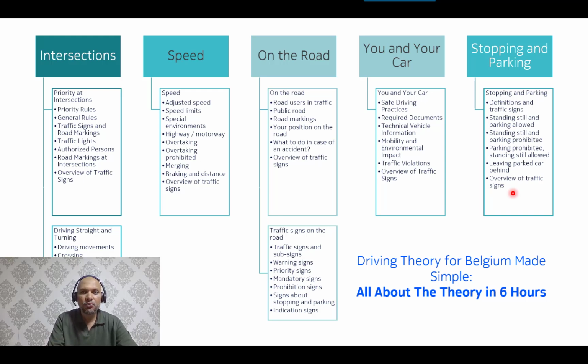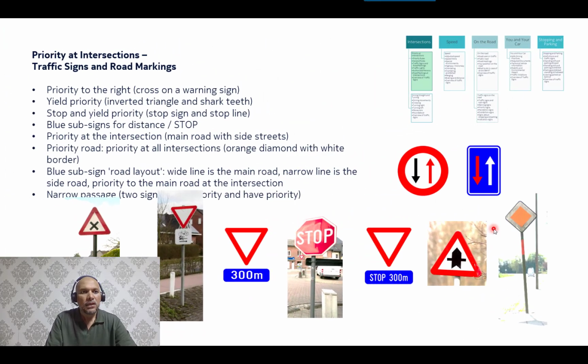So let me show you one slide where I will cover the topic on intersections. Basically this is one of the slides where we talk about traffic signs and road markings. When we go through this theory, as you will see the progress, we are now here in this first section in intersections or junctions, and here we're talking about the road traffic signs and road markings.